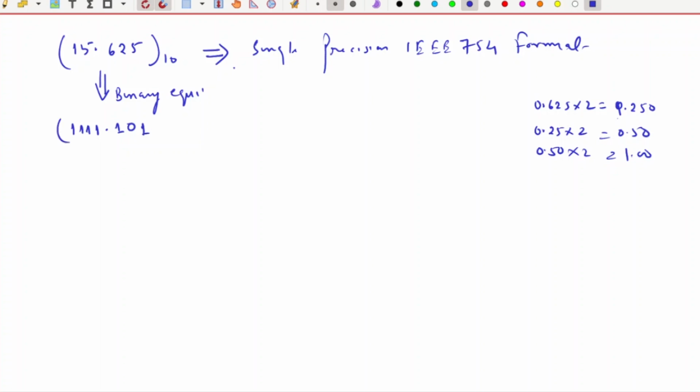This is the binary representation of the above number. Now this is not a normalized number. How do we normalize? We simply convert it into an implicit normalization form, which means we place a binary point after the first non-zero significant digit.